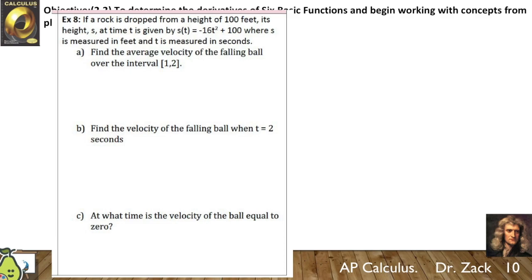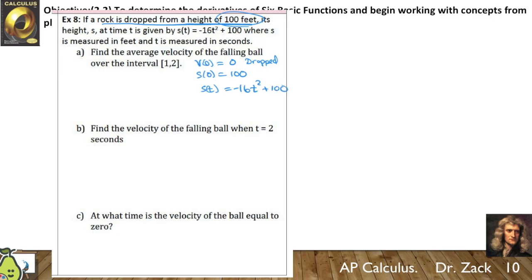So let's take a close look at example 8. The rock is dropped this time from a height of 100 feet. That gives you two pieces of information. The first piece of information that you must know is that the velocity at 0 is equal to 0. This comes from the dropped rock. Also, s at 0 is equal to 100, because it says it was the initial height. But you were also given s of t equal to negative 16t squared plus 100.